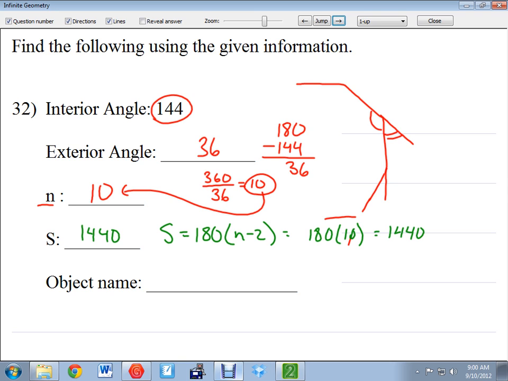Now, since this is a 10-sided object, the name of a 10-sided object is a decagon, and this would be all the information that would be required.